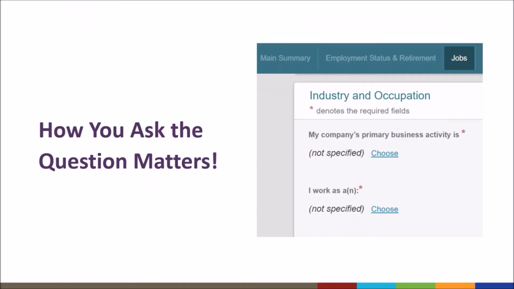In testing the prototypes, we also determined that how you ask the question matters. As simple as this may be, it wasn't until we started framing the questions on screen this way that people understood what we were asking them to search for and enter. So for industry, on screen, a person would see, "My company's primary business activity is." And for occupation, they would see, "I work as a" or "an."